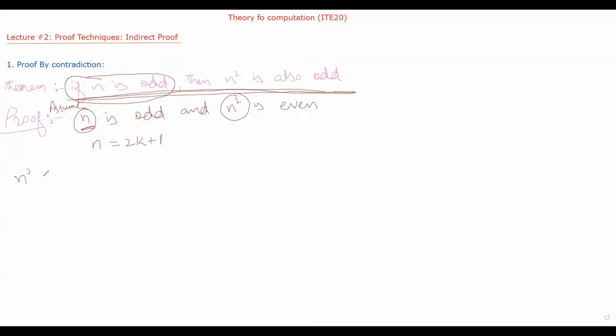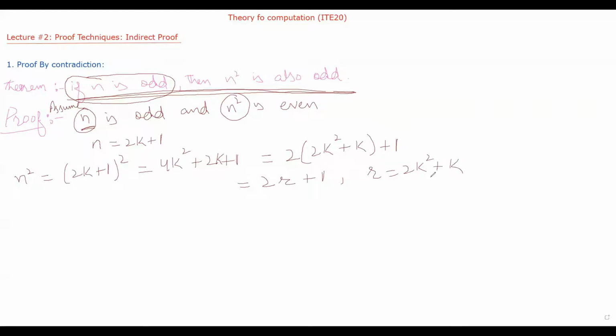Then n square will be (2k plus 1) whole square, that will be equal to 4k square plus 4k plus 1. Now I can write it as 2 times (2k square plus 2k) plus 1. That implies 2r plus 1, where r is equal to 2k square plus 2k, and r is an integer. So we find that n square is equal to 2r plus 1.